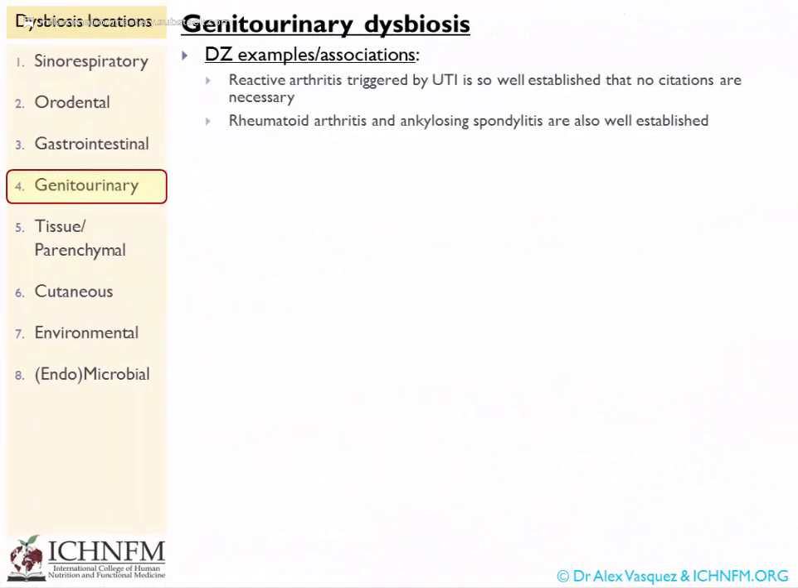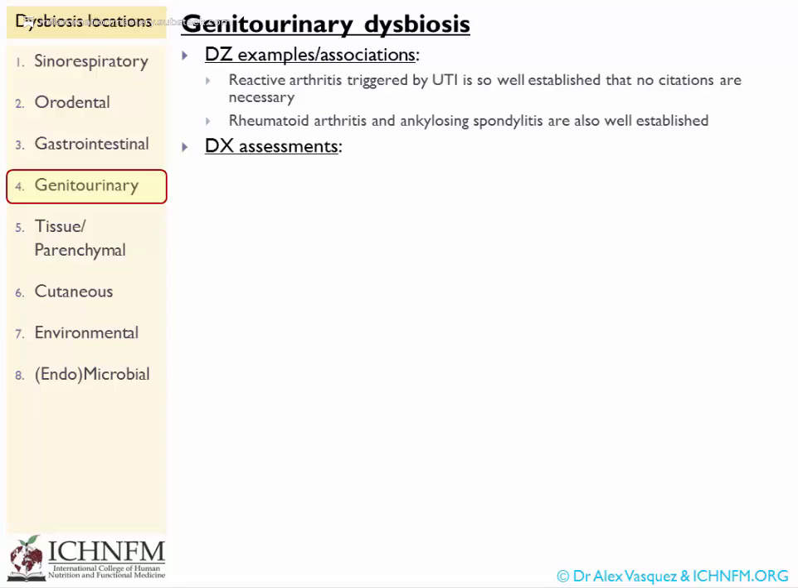So now we're going to dive into the topic of genitourinary dysbiosis. The classic example and disease association is reactive arthritis, classically triggered by a urinary tract infection, also can be triggered by a gastrointestinal infection. Reactive arthritis is so well established that, in my opinion, I think we'll all agree that no citations are really necessary beyond a quick description. Reactive arthritis is infection-associated arthritis, so the doctor has to have identified the causative or triggering inflammatory response via a microbial infection. Rheumatoid arthritis and ankylosing spondylitis also have tight associations with genitourinary dysbiosis, as I will discuss here through some cases and a quick review of the research.